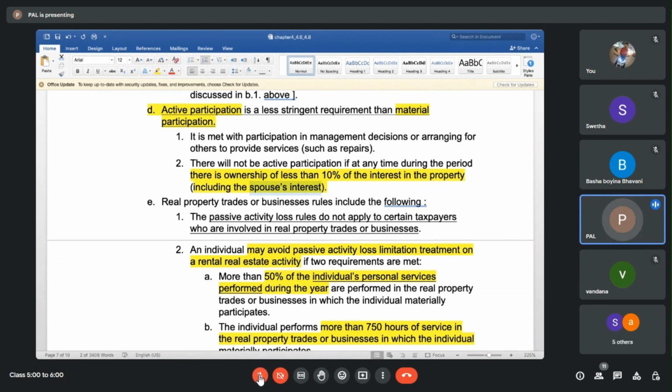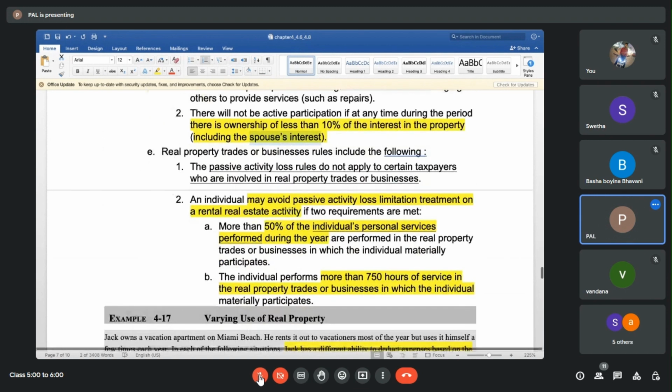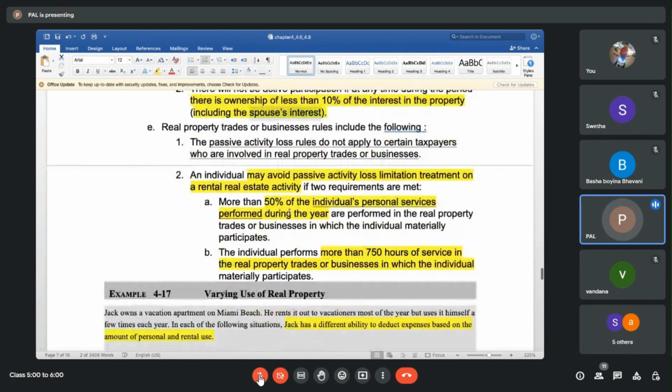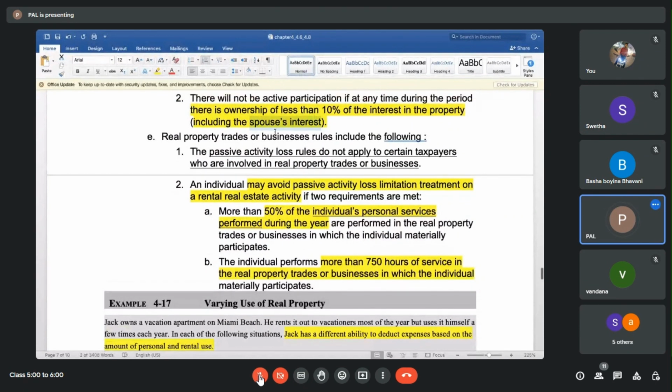Another thing is we all know that we file returns jointly in the US. So we are going to add up their interest. If it's in the same company, then we need to add up the total interest held by them. And then there are certain other things, like real property trade or businesses.